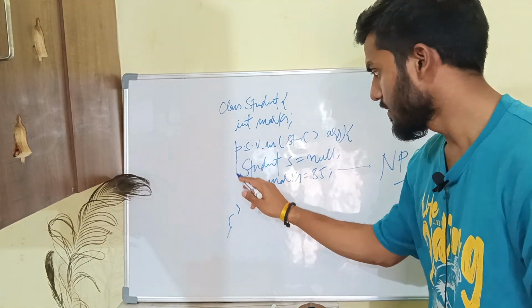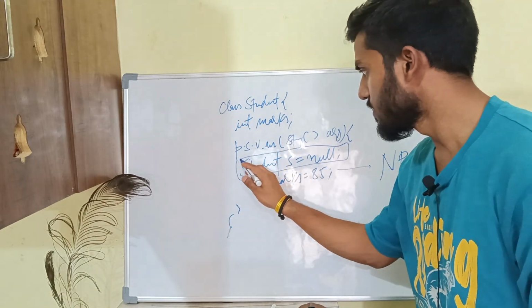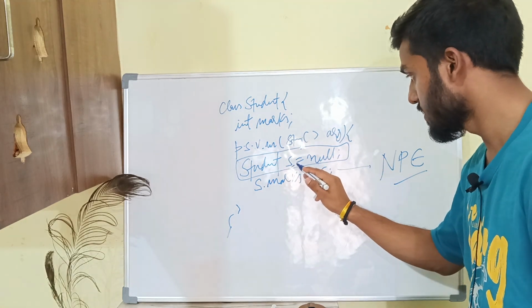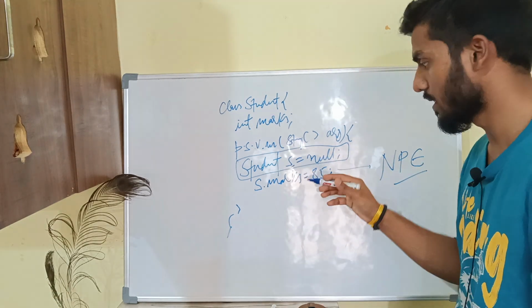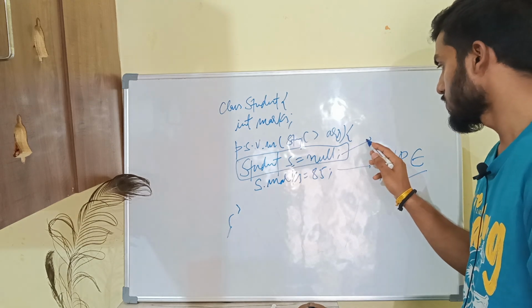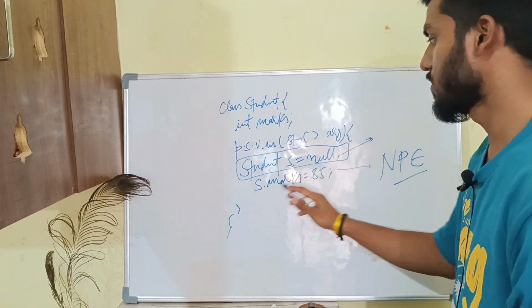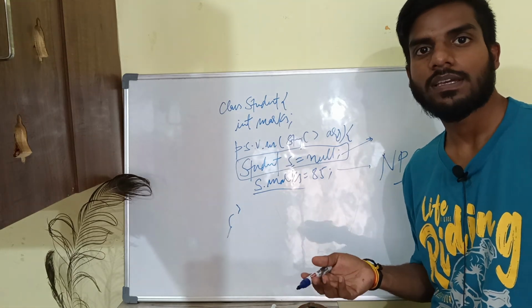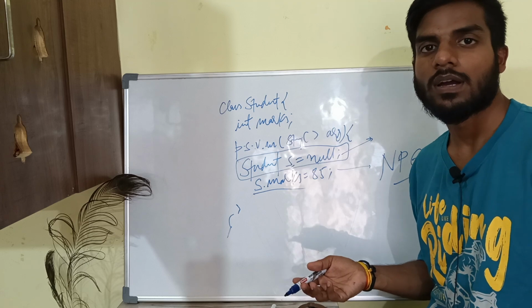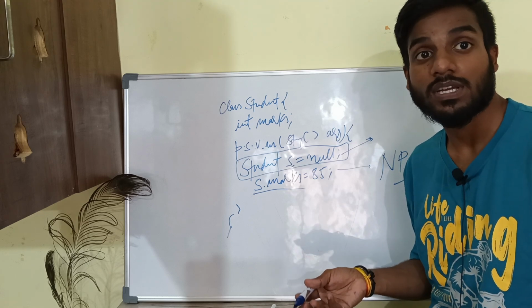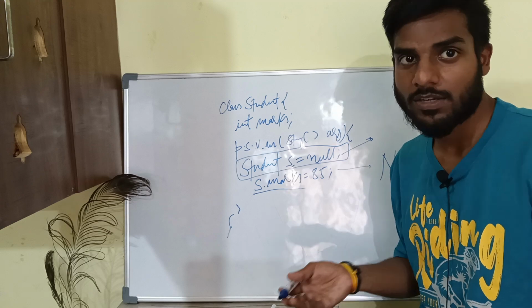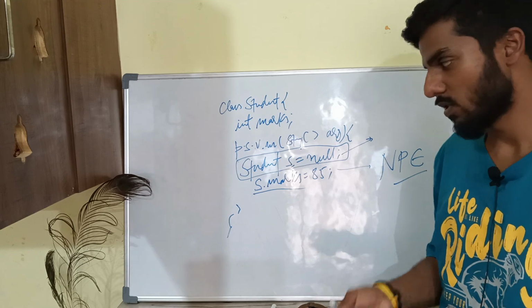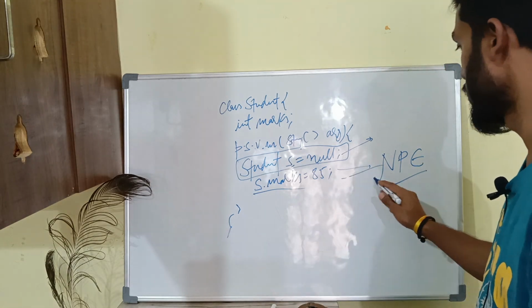What is the meaning of that line? The meaning of that line is you are trying to create an object, but you are initializing null, which means the reference s is pointing to nothing. Null means nothing. You didn't create an object, but you are trying to modify an object. How will the JVM modify an object when you are not creating one? You are doing some operation on that object, right? Because of that reason we will get an exception called null pointer exception.